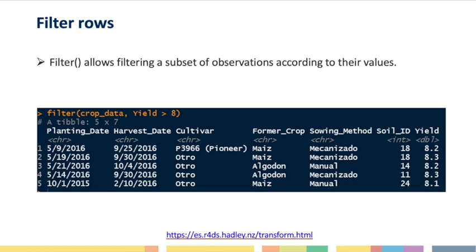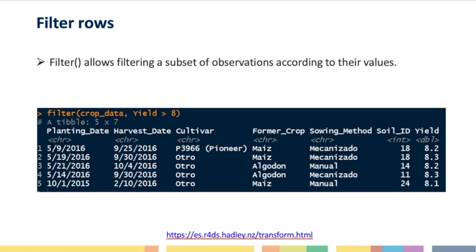The first function that we're going to see is this one. All of them have the name in English. I'm going to be shifting between Spanish and English. So the function filter allows to filter a subset of observations according to their values.